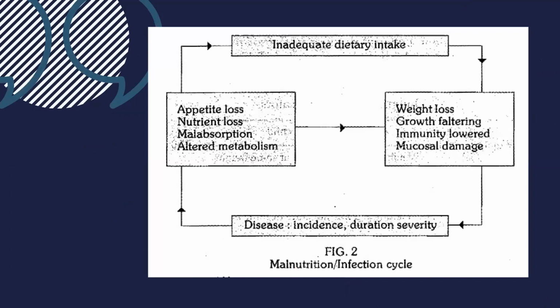This figure shows the malnutrition infection cycle, which starts with inadequate dietary intake, leading to weight loss, growth faltering, lowering of immunity, and mucosal damage, which leads to disease causing appetite loss, nutrient loss, malabsorption, and altered metabolism, which ultimately leads to inadequate dietary intake.